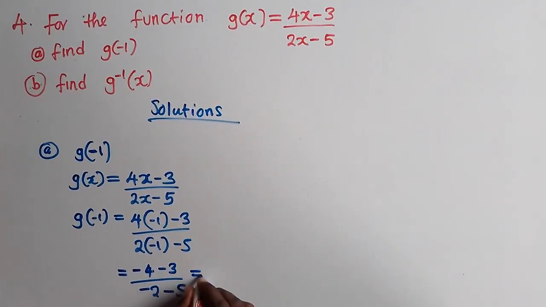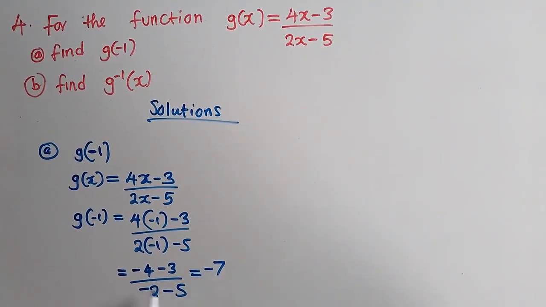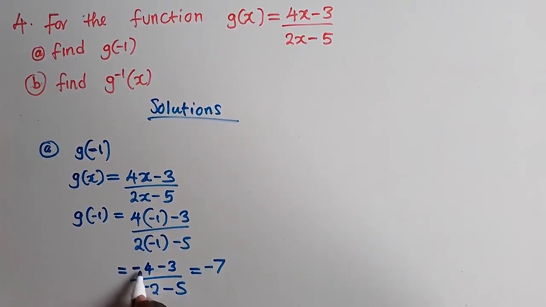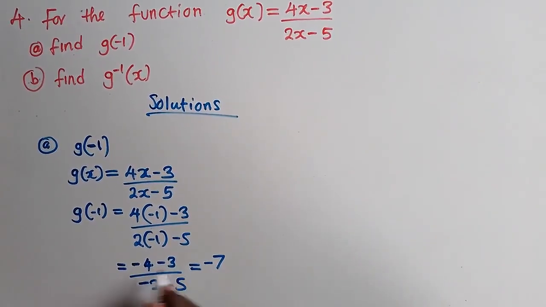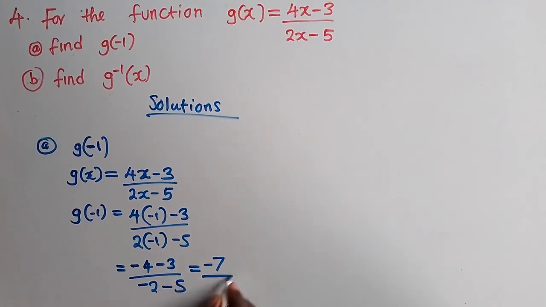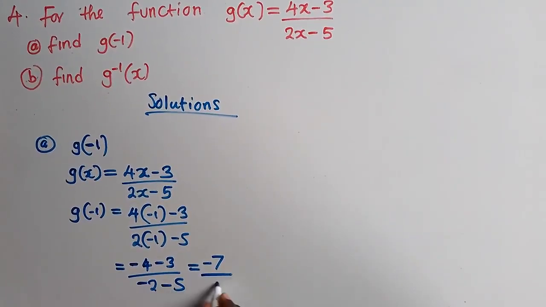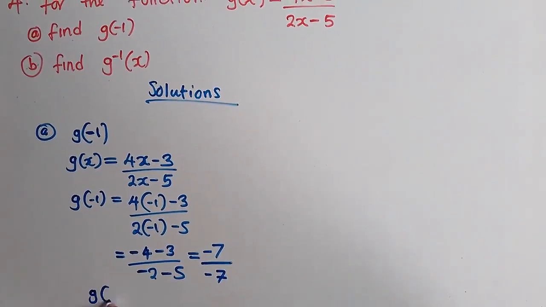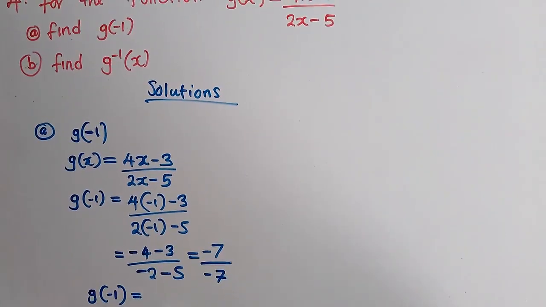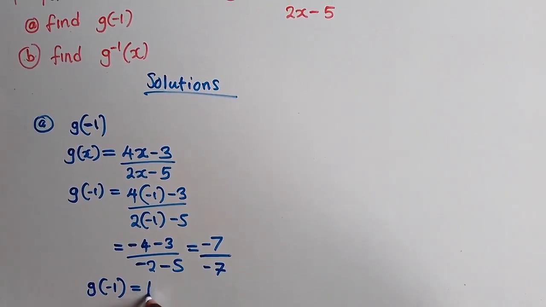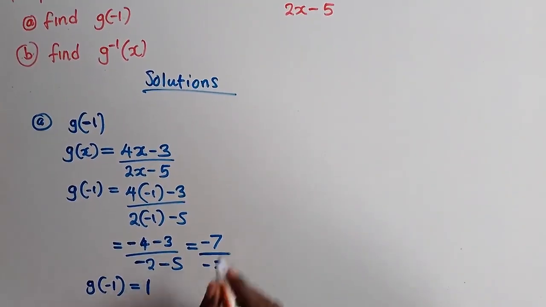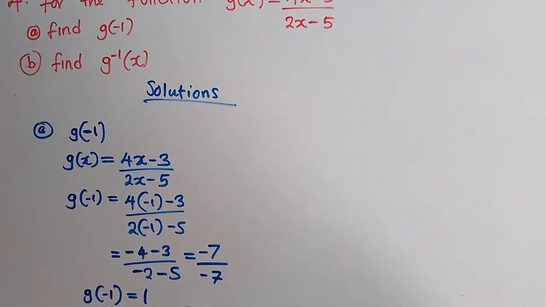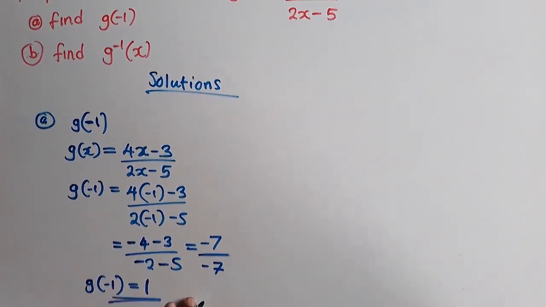This is equal to negative 7. Same signs you add, so you maintain the sign. 4 plus 3 is 7, then negative. Even here, same signs you add, 7, you maintain the sign negative. So g of negative 1, finally, the answer is negative, negative cancelled. 7 divided by 7 is 1. So the answer there is 1. This is our answer.